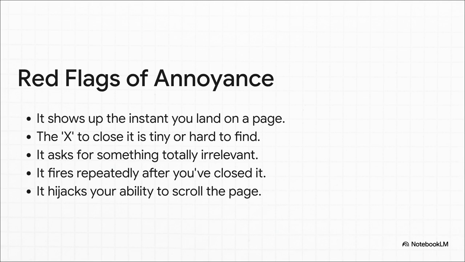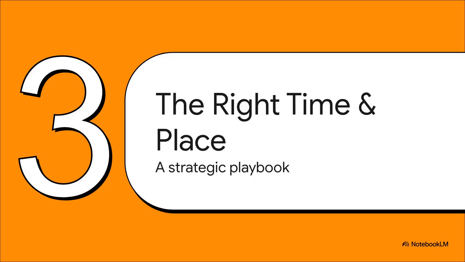So these are basically the cardinal sins of pop-ups, the big red flags that make people instantly frustrated. Showing up immediately, hiding that close button, being totally irrelevant, or popping up again and again. This is your how not to be annoying checklist. If you just avoid these things, you're already halfway there. All right, so we know what not to do. Now for the fun part, how to actually do it right. Let's get into the strategy.